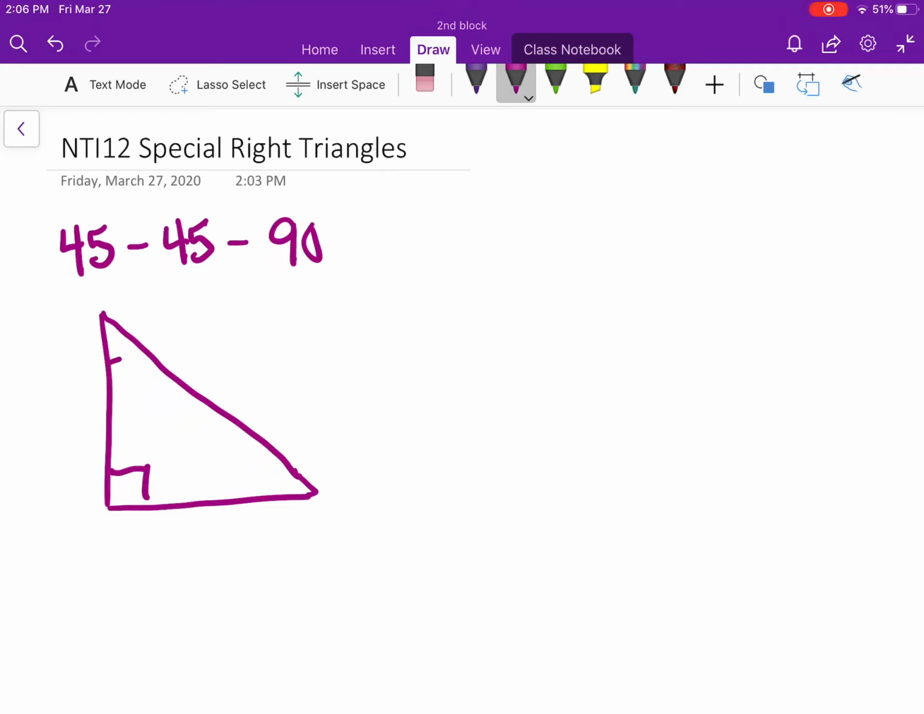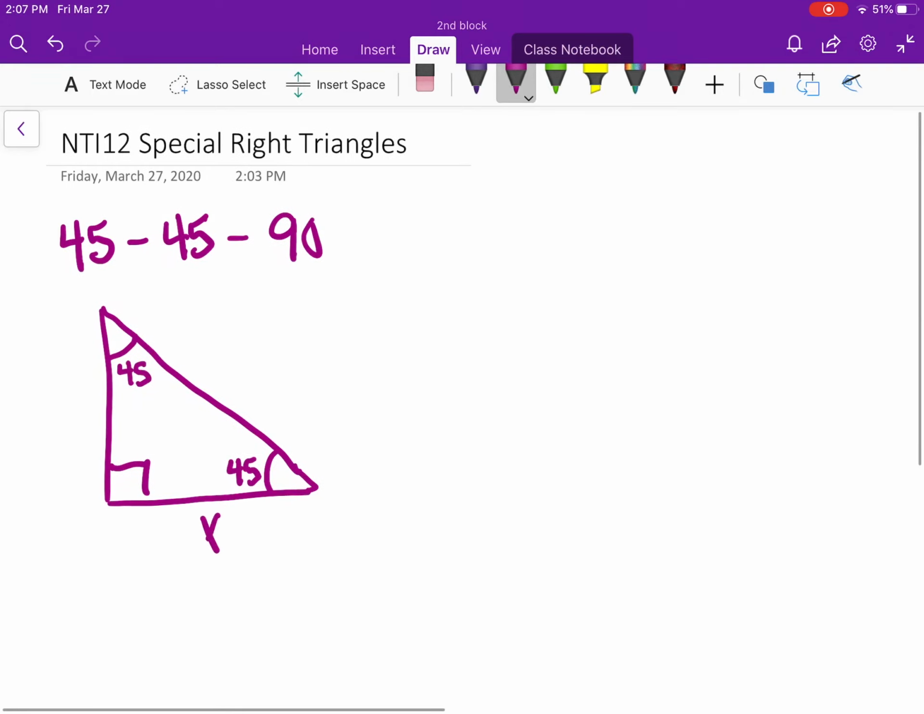So basically, when you have a right triangle and the two acute angles are congruent, you know those two angles have to be 45 degrees each. So when that scenario happens, the formulas for the sides of your triangle are x and x for the legs, because if you remember, when you have congruent angles, the sides across from those also have to be congruent. And then that's going to make the hypotenuse x radical 2.